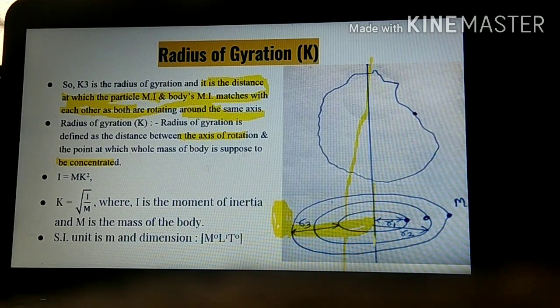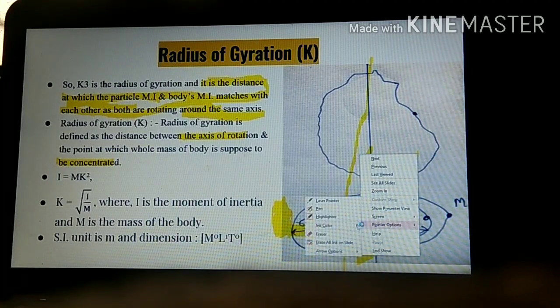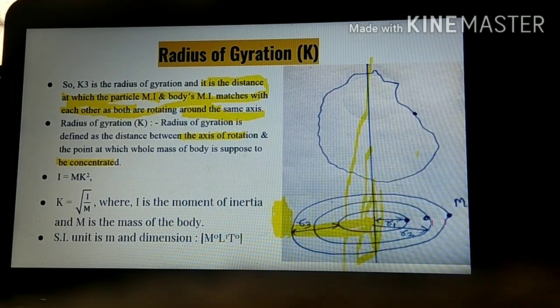This is the axis of rotation, and this is the point at which the whole mass of the body is supposed to be concentrated. Try to understand. This is the axis of rotation, and this is the point at which the whole mass of the body is supposed to be concentrated. So it is the distance between both of them.